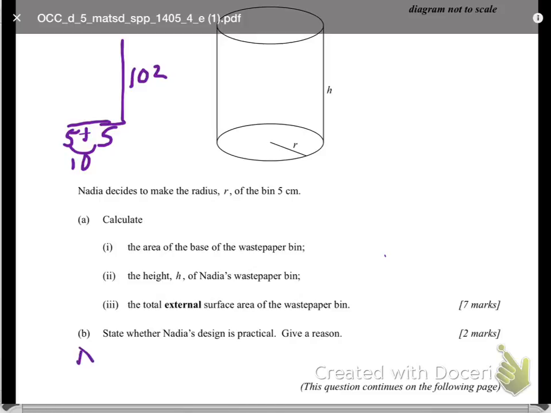So to say no, since it's going to be tall with a small base.